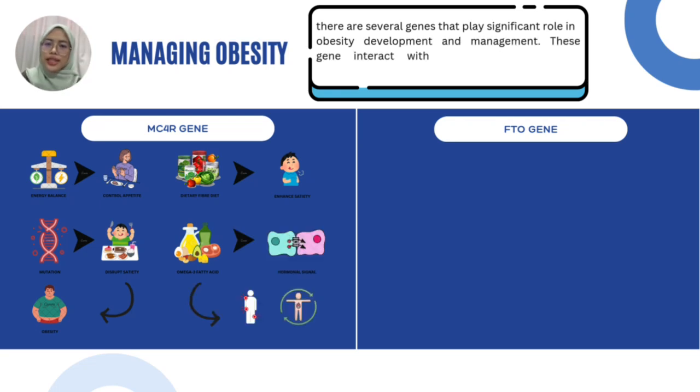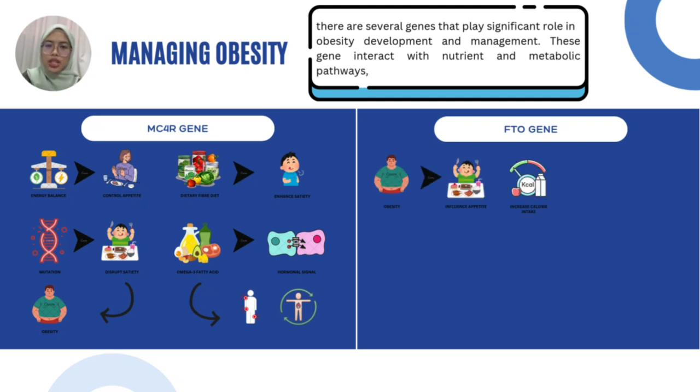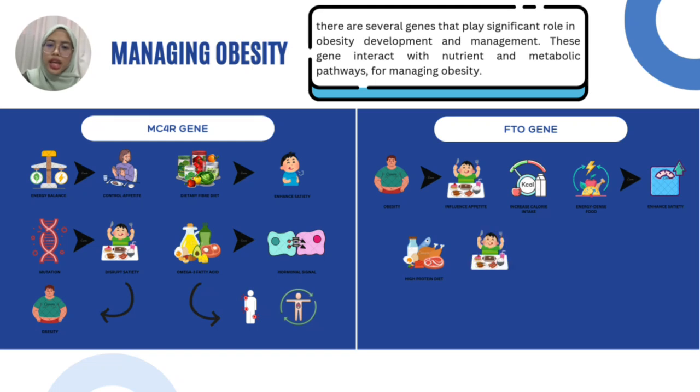The FTO gene is associated with obesity through its influence on appetite, increased calorie intake, and preference for energy-dense food, which increases chances of weight gain. Nutritional strategies to manage FTO-related obesity include high-protein diets with enhanced satiety, affecting adiposity and appetite-regulating gut peptides, and a diet rich in fruit, vegetables, and whole grains, which is effective in reducing body fat mass and also preventing obesity.